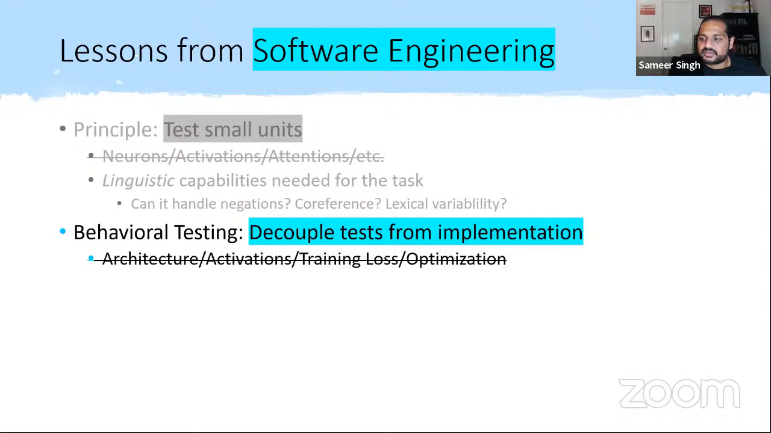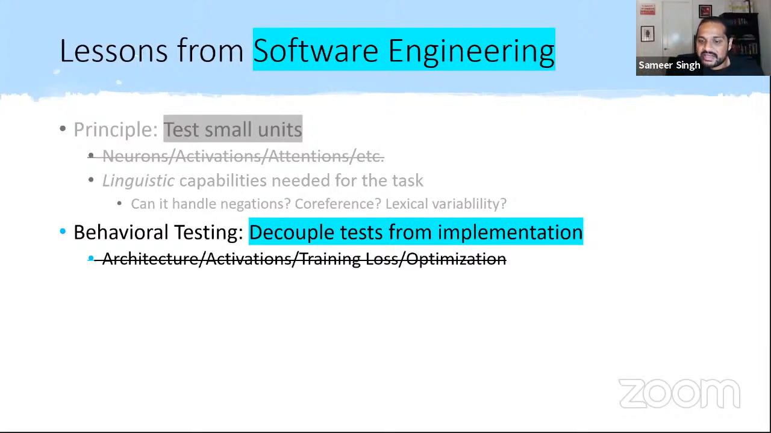In this case, the decoupling means we're not going to be focused too much on whether the architecture is correct or not, or what the activations look like, and what the loss was, whether the optimization is working properly, or even what the specific problems in the training data might be. We're not looking at that level. That's all implementation as far as we are concerned.